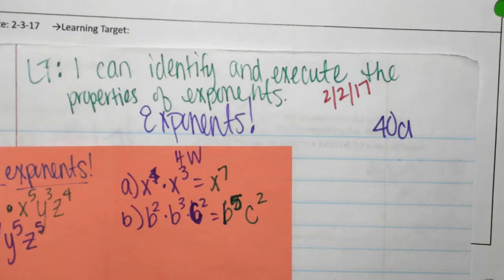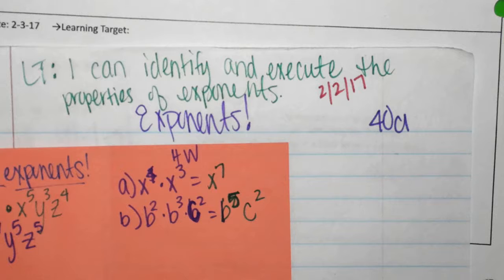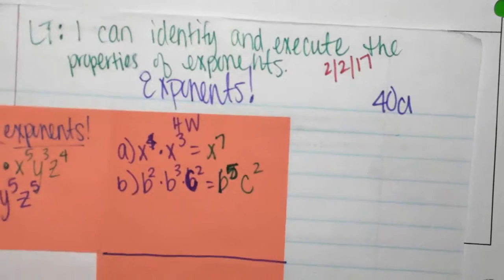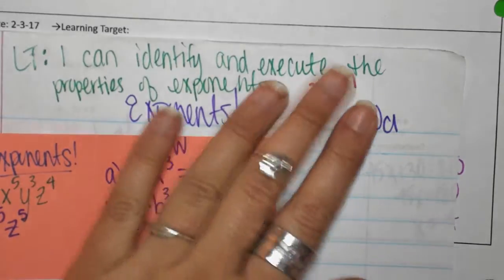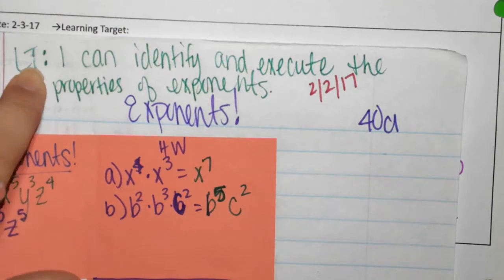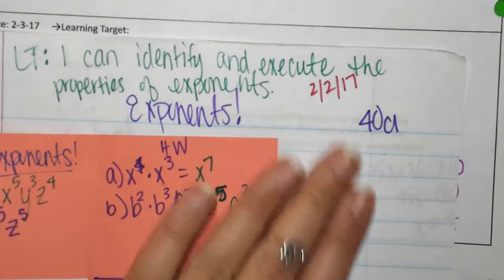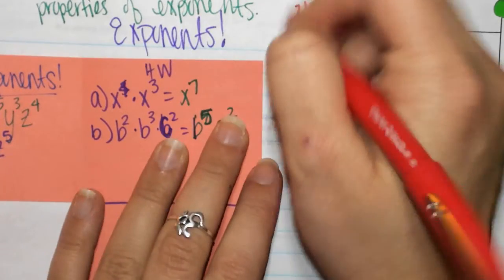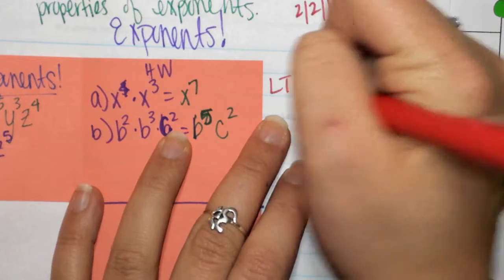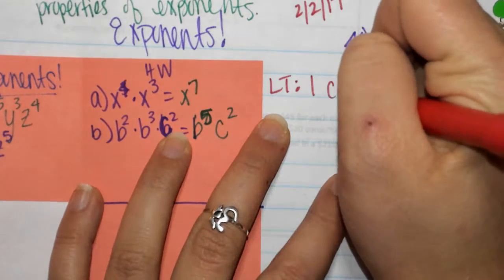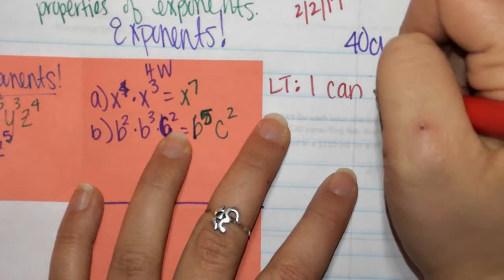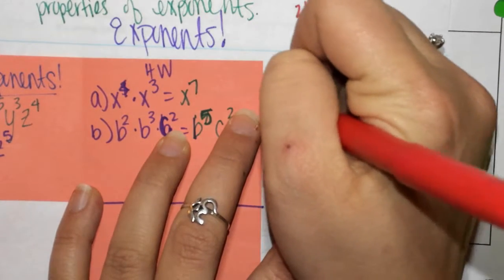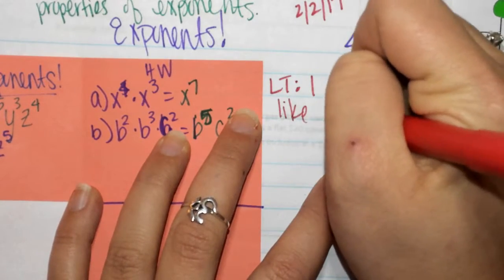Okay, so now today we're going to have 1, 2, 3, 4 other learning targets for today that we should be able to accomplish by the end of the period. So this is for our whole unit. Does everybody understand? And then we're going to have little learning targets under it. So our first learning target that we should have accomplished today says I can multiply like bases.